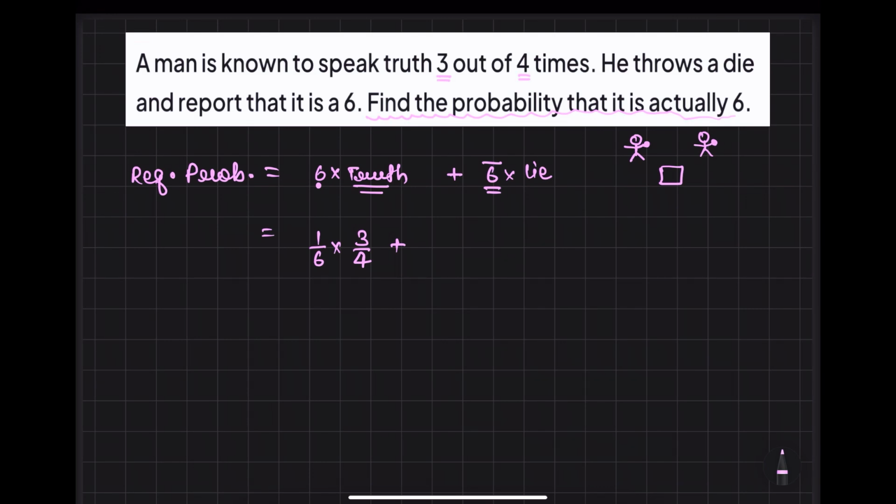So what is the probability of not getting 6? It is 1 minus 1 by 6, which is 5 by 6. Now he has to lie. So what is the probability of lying? It is 1 by 4. Okay, so this is the required result.